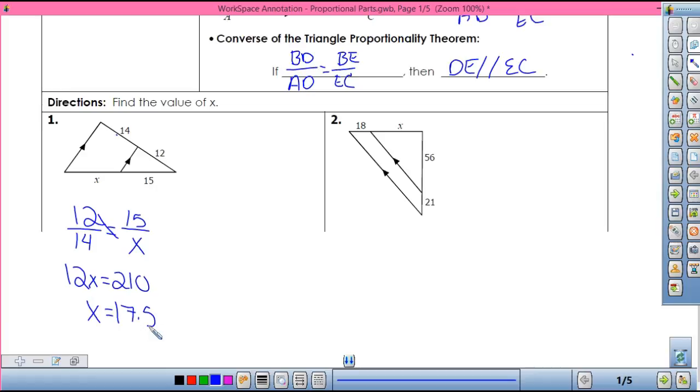Okay, so who wants to set up number 2 for me? What is it? Okay, so if we go 21 over 56, then I have to go 18 over x. Good. Questions on how we set that up? We went little part to big part, so over here we got to go little part to big part. So 21x equals 1008, like that? Okay. But x is 48.